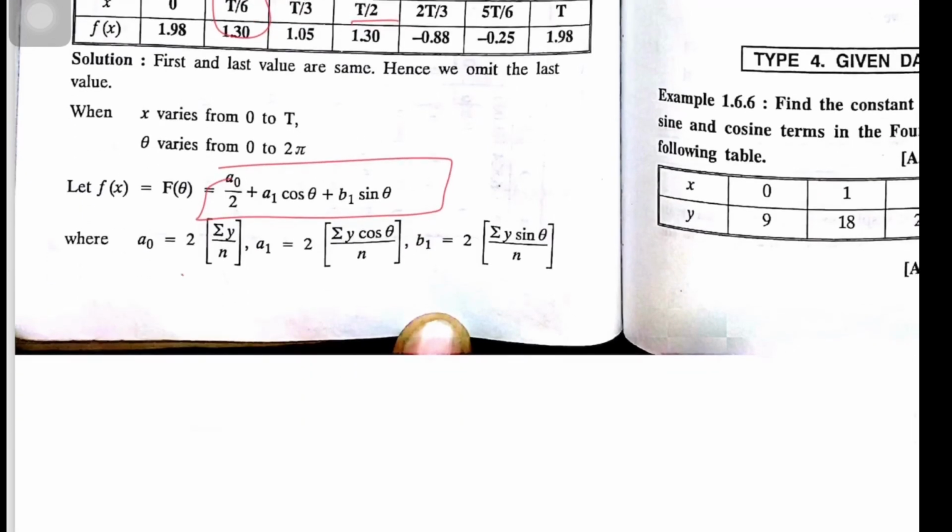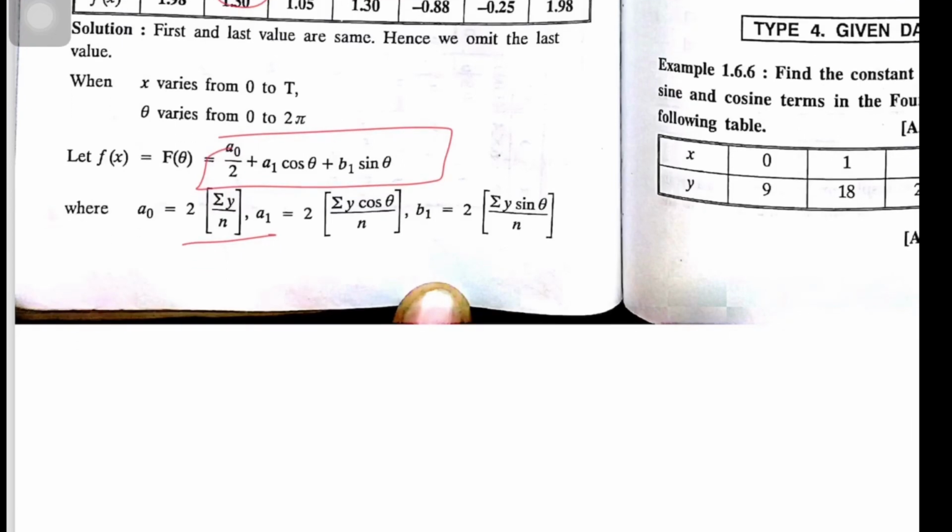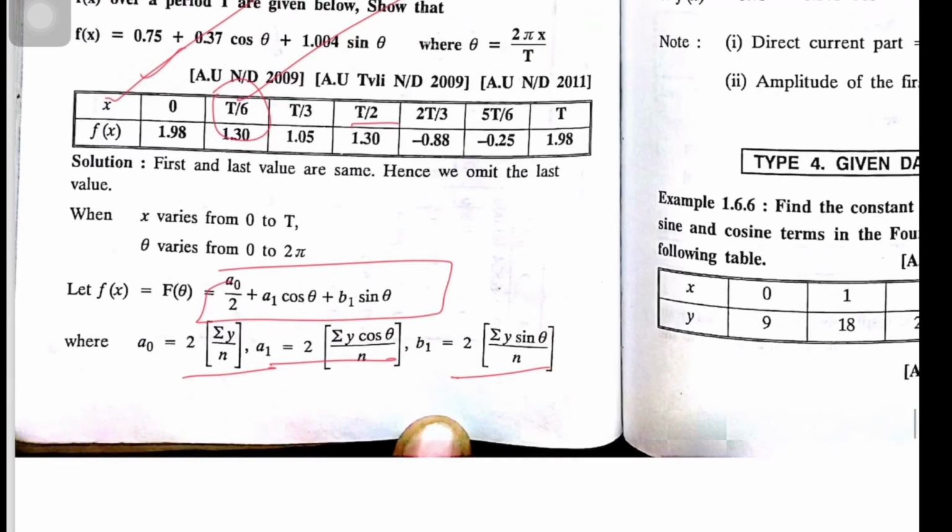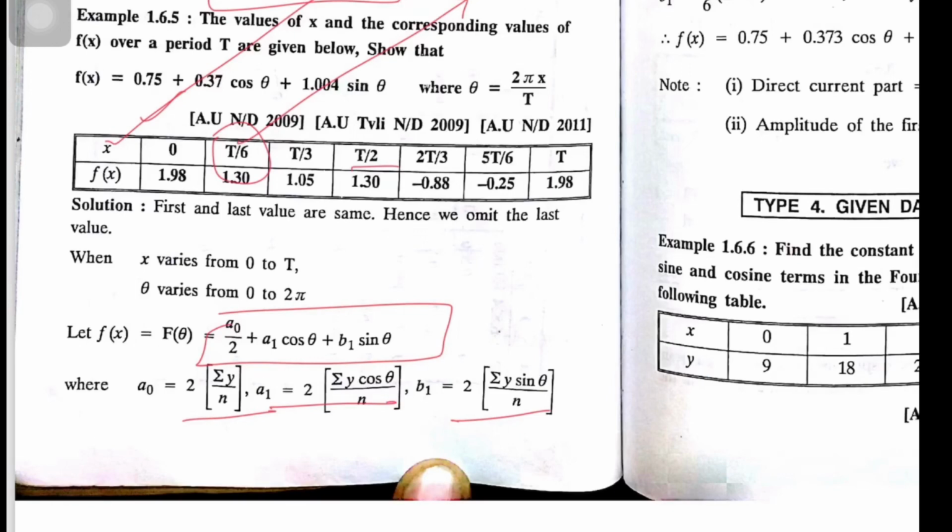And what is the a0 value? 2 sigma y by n. The a1 value is 2 sigma y cos theta by n, and b1 is 2 sigma y sin theta by n. So these things remain the same. The only thing here is that we have to use this formula.